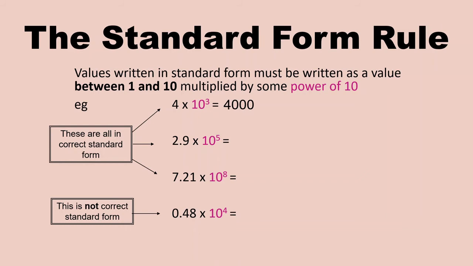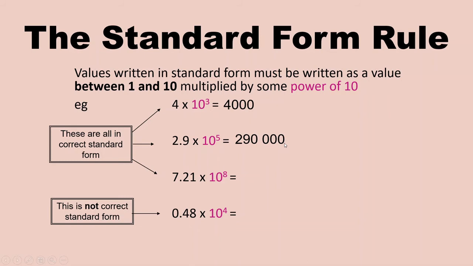2.9 times 10 to the power of 5 is 2.9 repeatedly multiplied by 10 5 times, so move that decimal 5 places. 1 place, we'll move the decimal to after the 9. I've got 4 more places to go, so I filled those 4 places in with these 4 zeros.